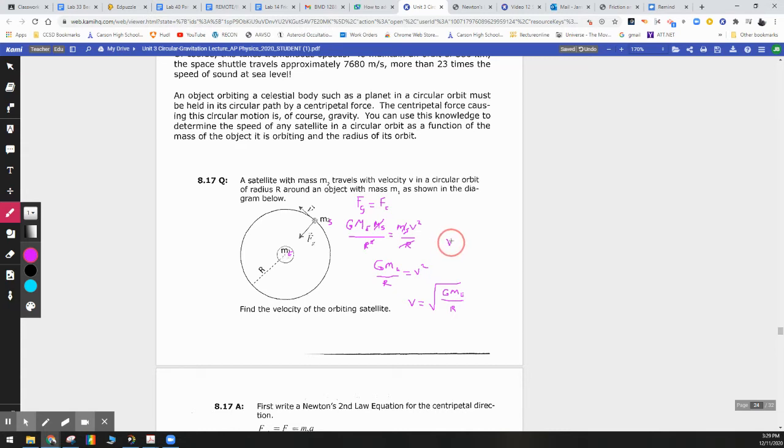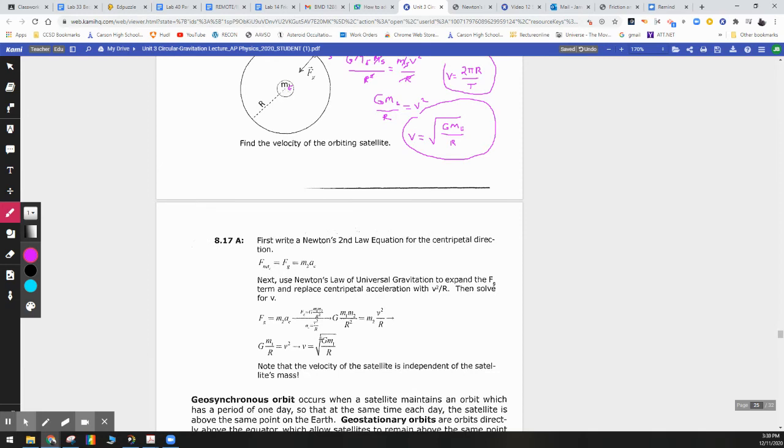And remember, we also have V equal to 2 pi R over T. We can't forget this as well. This still comes along, and this is new. So this is the speed for circular orbit.